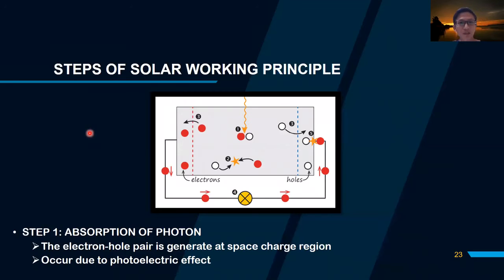Okay, so these are the steps of the solar working principle. The first step is the absorption of the photon. This orange color is the photon that is absorbed by the material in the solar cell, and it produces an electron-hole pair, which is generated due to the photoelectric effect.